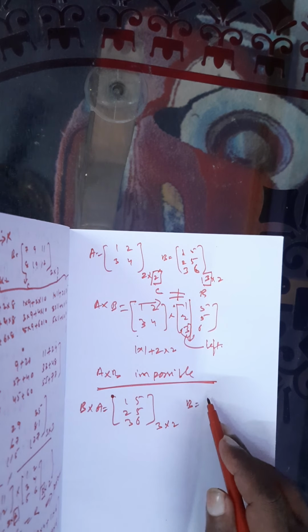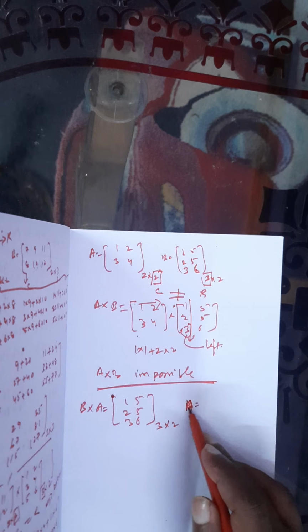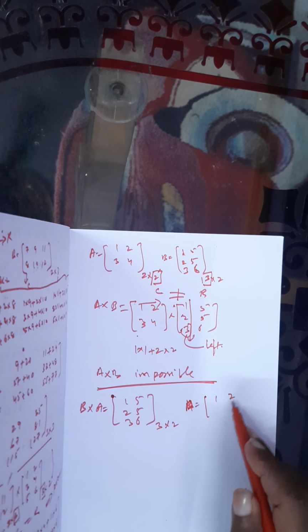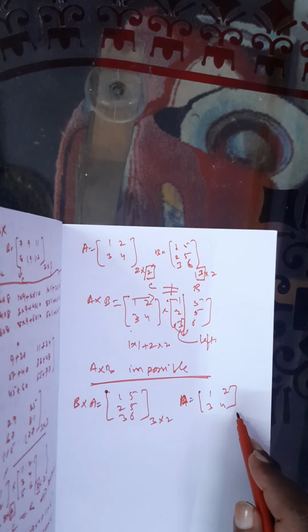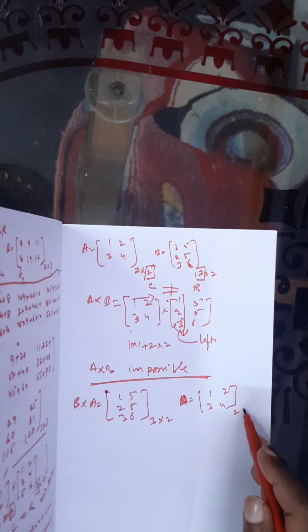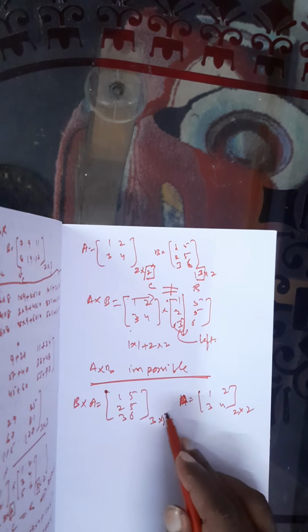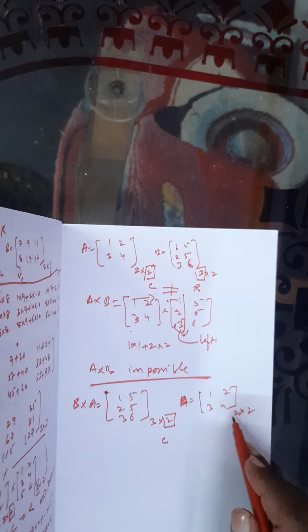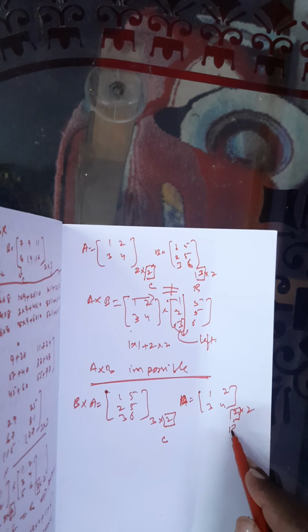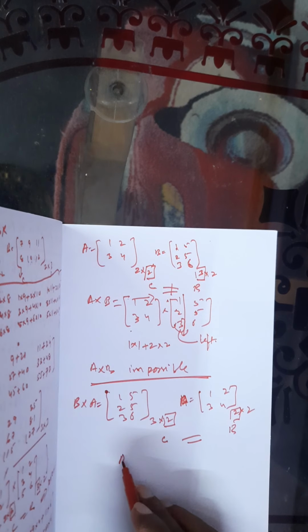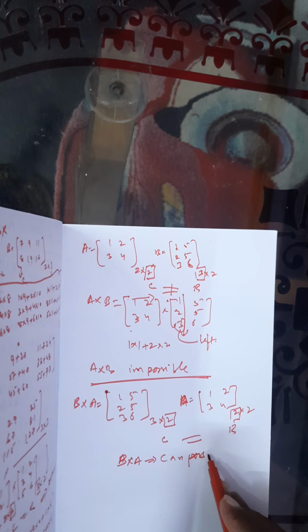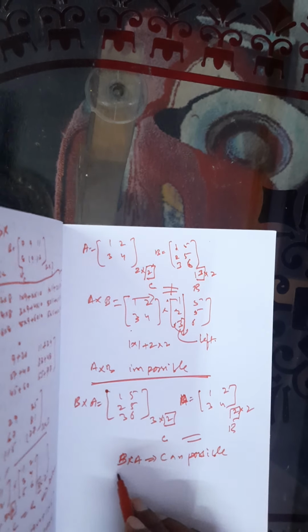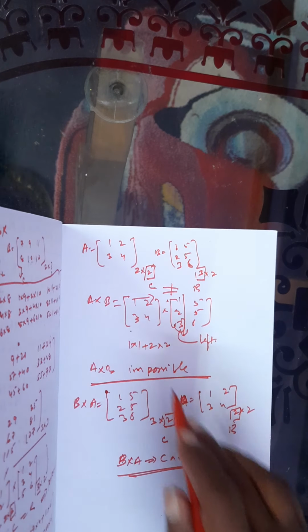B. A, what is A? 1, 2, 3, 4. Order 2 rows, 2 columns. Now see here, the columns of the first matrix match with the rows of the second. Yes, it is equal. So B into A can be possible. Yes, multiplication occurs. Here it does not occur.